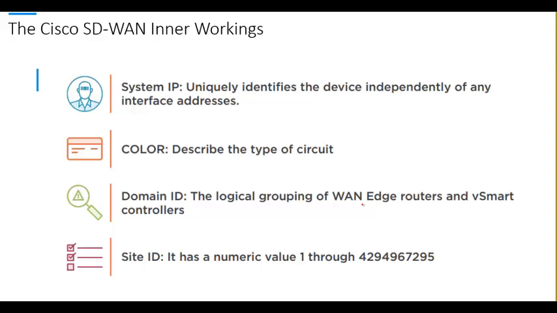And then the color. As I said, we have multiple underlay transports. This color helps to pick one transport as a primary and the other as a backup. You may have MPLS as a primary and internet as a backup. So color is needed. What if the primary goes down? I have to use the path whose color is internet. Then it goes via the internet when the MPLS is down.